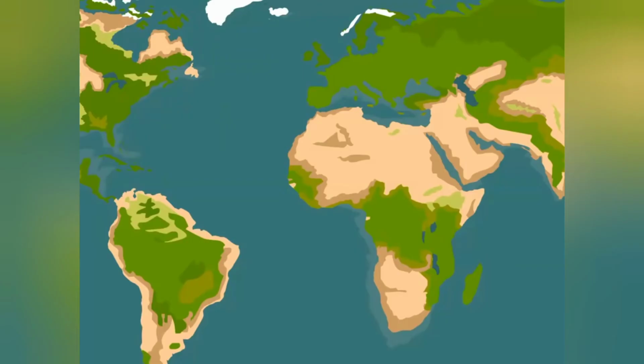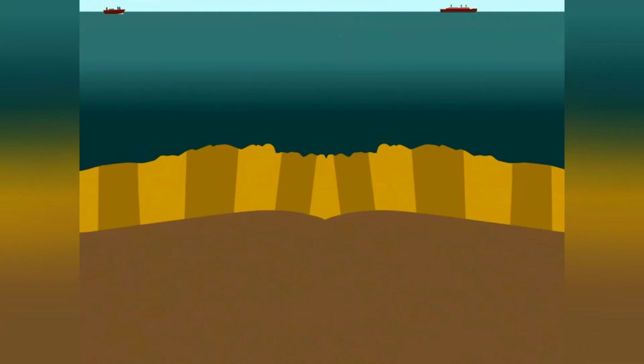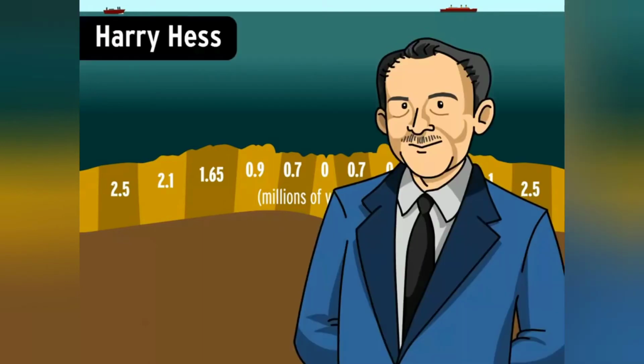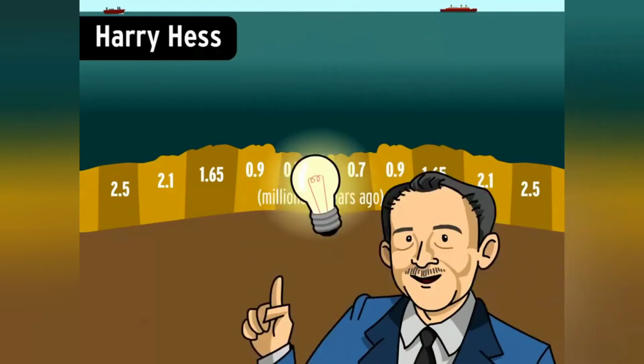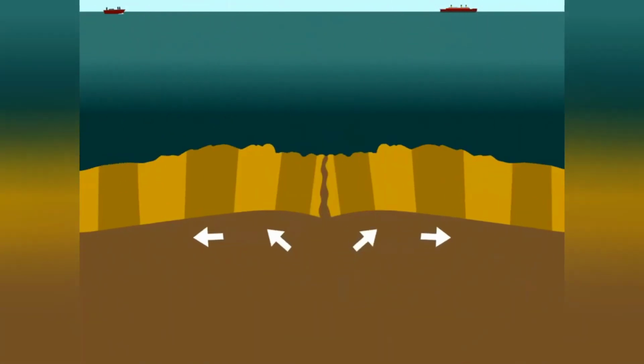In the 1950s, scientists began mapping the Mid-Atlantic Ridge. It's a mountain range running 10,000 miles along the ocean floor. Tests revealed that the farther you got from the ridge, the older the seafloor was. So a geologist named Harry Hess proposed a revolutionary idea. New seafloor was forming at the ridge and spreading outward to make room for more.